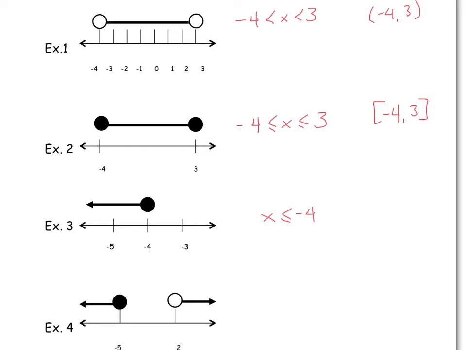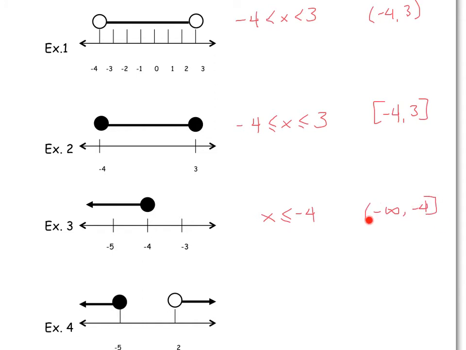Alright, so for interval notation, we have to start all the way there and we have to go to -4. Well, if we go all the way there, that basically goes to -infinity. So that's what we're going to write here. We're going to write from -infinity all the way to -4, and we include -4.